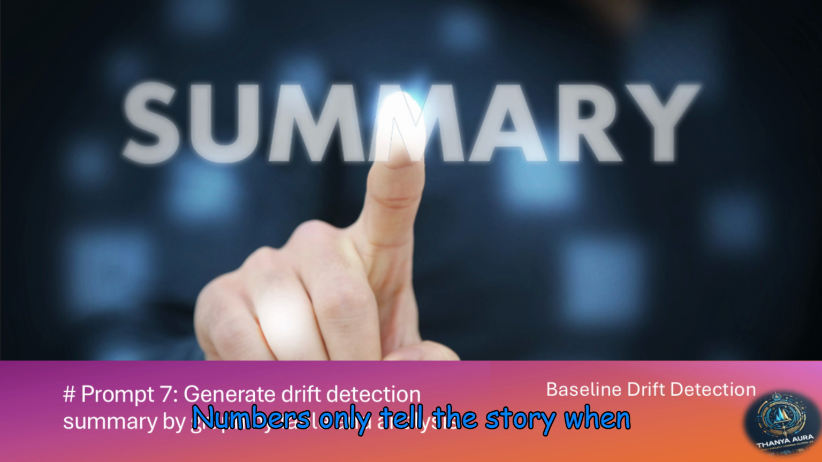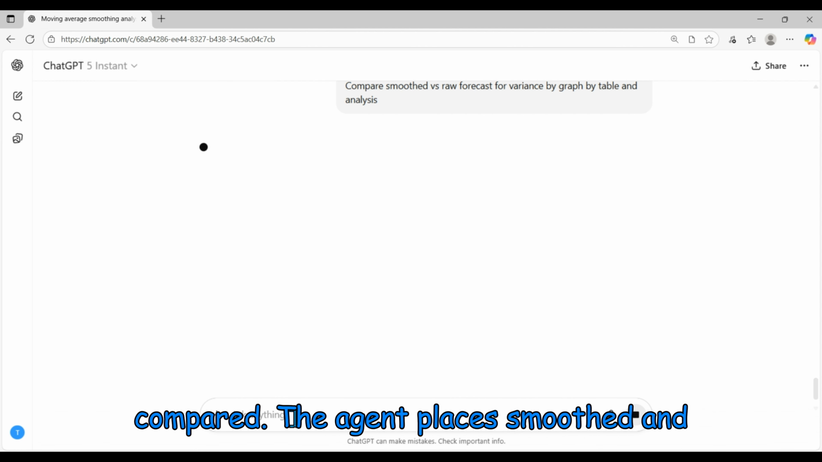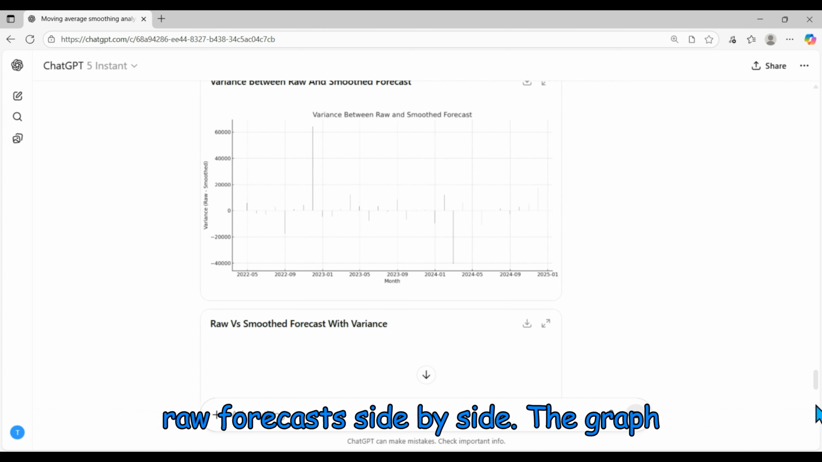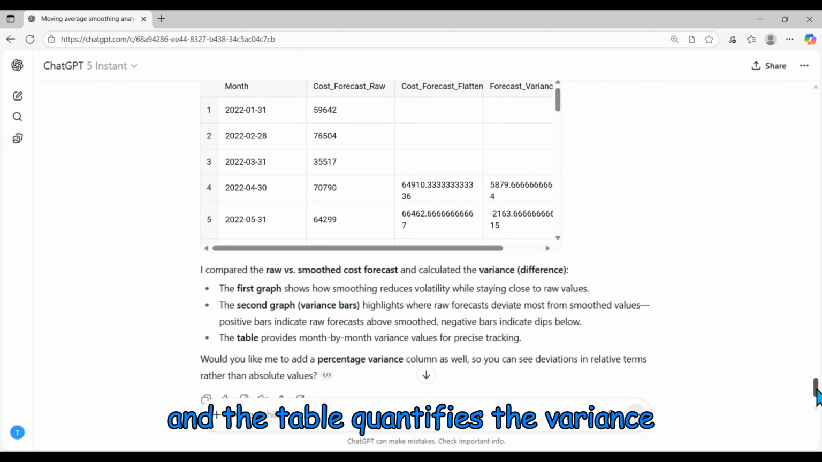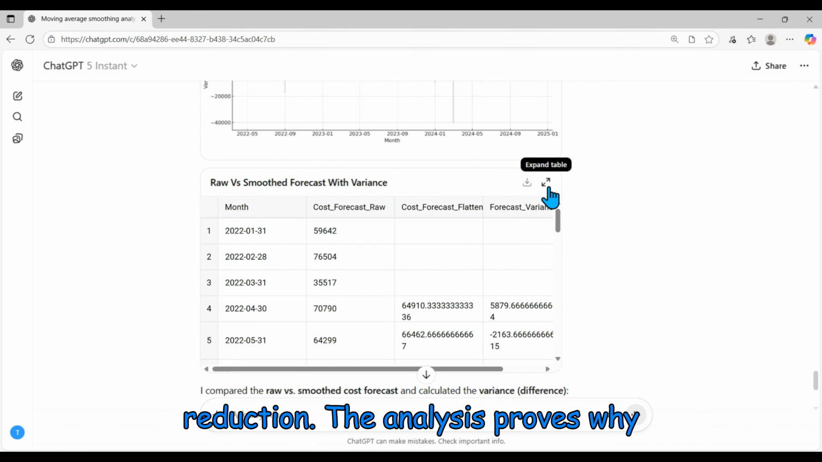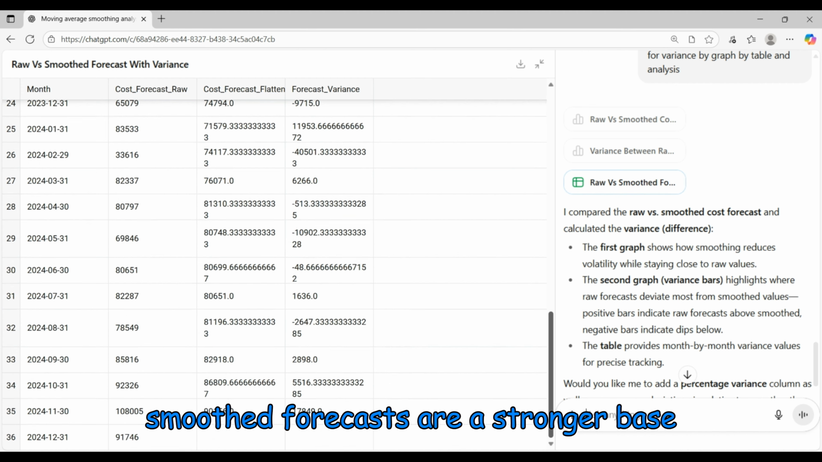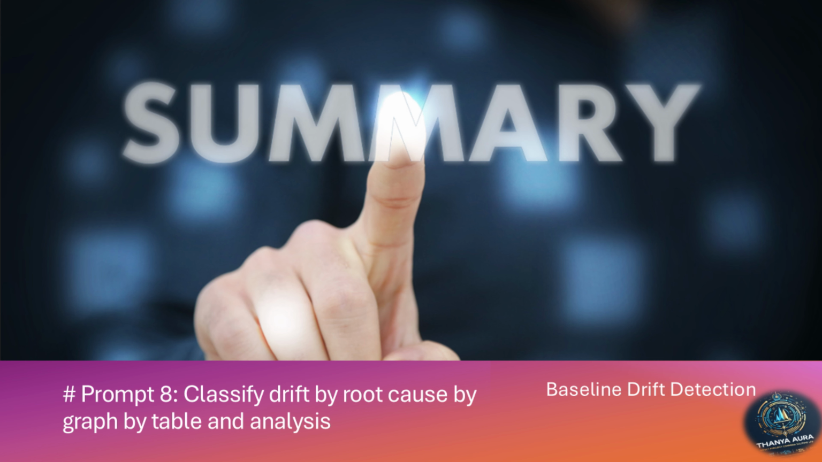Numbers only tell the story when compared. The agent places smoothed and raw forecasts side by side. The graph reveals how much noise is stripped away, and the table quantifies the variance reduction. The analysis proves why smooth forecasts are a stronger base for financial planning.